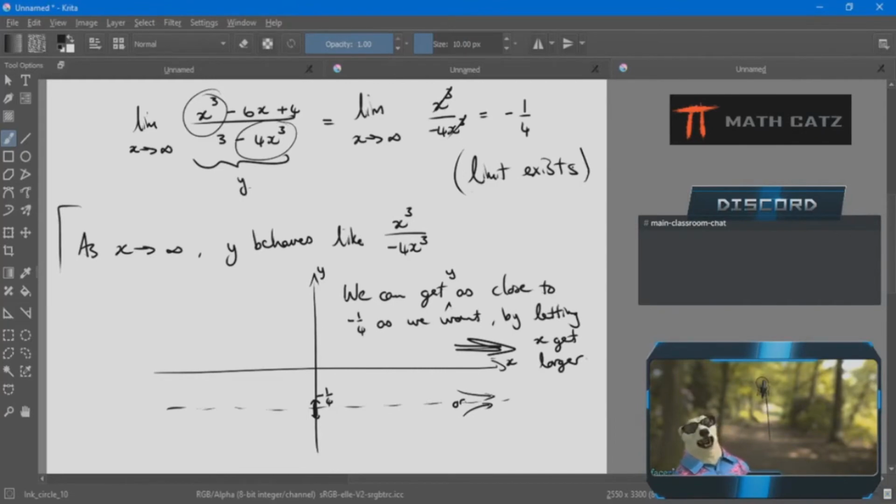It'll never get there. It's a behavior. It's not an equal. The y value for large x values won't be equal to negative 1/4. It's just going to get as close as I could possibly want it to be, and then closer the further out x goes. Okay, let's just have a little pause here and see how that feels.